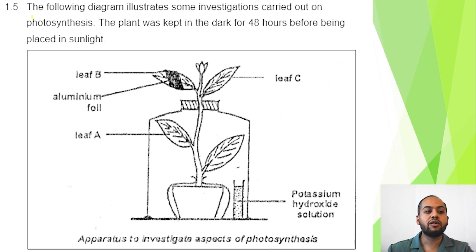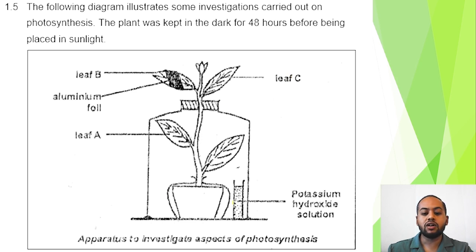The next question is also a question taken from 1.5. It says the following diagram illustrates some investigations carried out on photosynthesis. The plant was kept in the dark for 48 hours before being placed in sunlight. And here you have the apparatus to investigate aspects of photosynthesis. You have leaf A, you have leaf B, part of which has been covered in aluminium foil. Then lastly, you have leaf C.